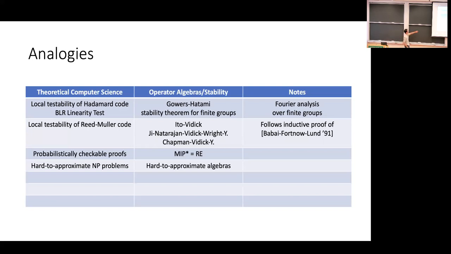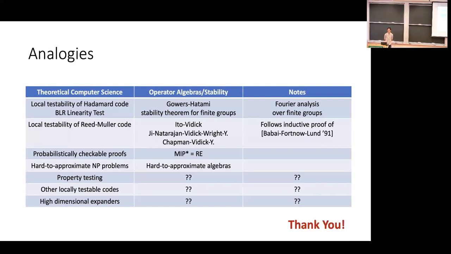A big reason why people wanted to create probabilistically checkable proofs, not just because they wanted to shorten the refereeing time, but really it was to show that there are NP-hard computational problems that are hard to approximate. And similarly, using MIP* = RE, we get the existence of algebras that are hard to approximate. So I think the dictionary between these two columns is quite compelling, and I'm sure there are many more things to explore here. Let me just leave it at that. So thank you.